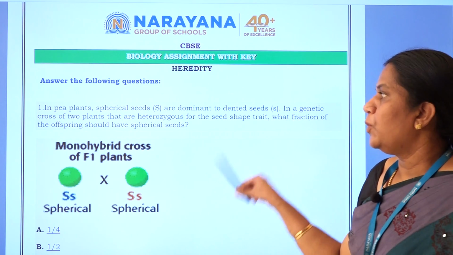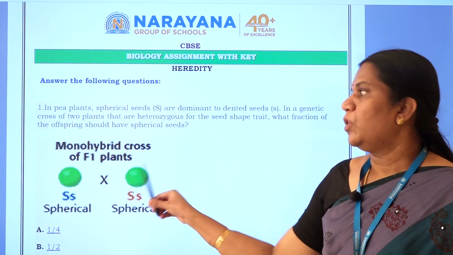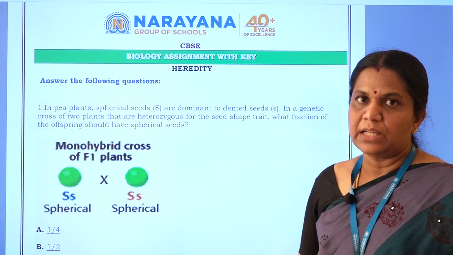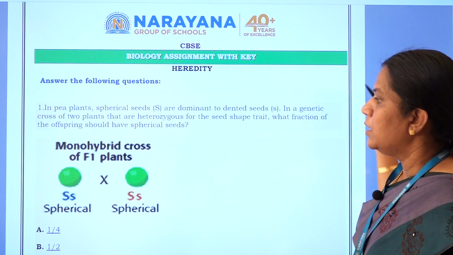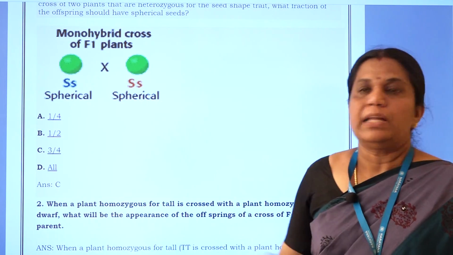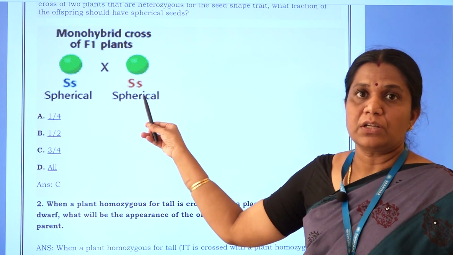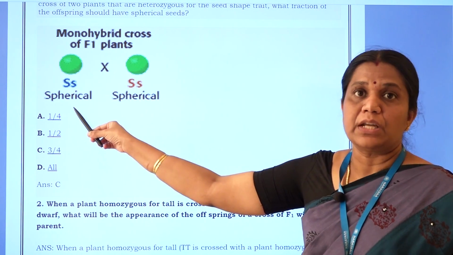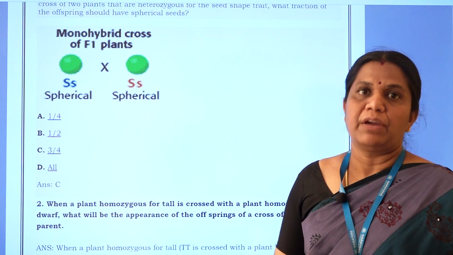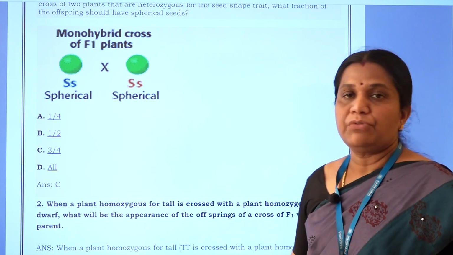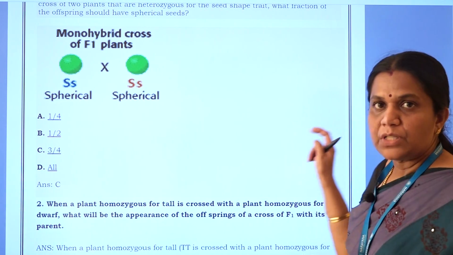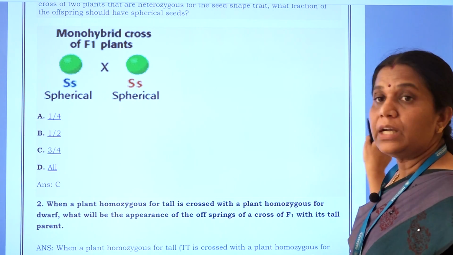So here, in a monohybrid cross of F1 plants, both are heterozygous, right? Both are heterozygous spherical. So one capital S is there and one small s is there. So in the offspring, 3/4 are the dominant, that is, spherical seeds, and 1/4 is recessive, that is, 1/4 is with the dentate seeds.